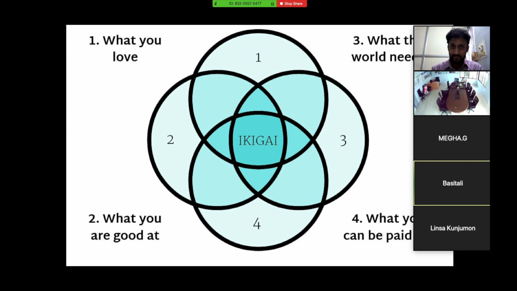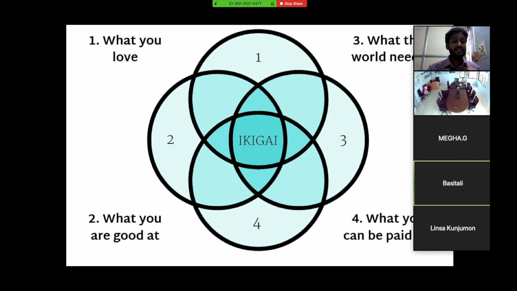What you love. What is your passion? The second is what you're good at. Passion is not enough. Are you skilled enough to do that? The third is what the world really needs. Whatever you love and are skilled at, does it benefit the world or the people out there? The fourth, and most important, is: are you being paid for it?